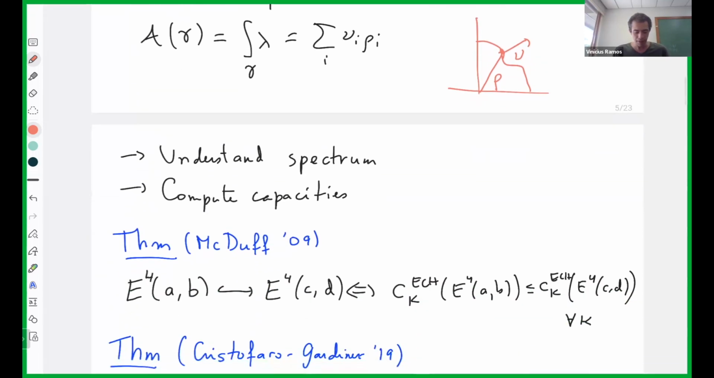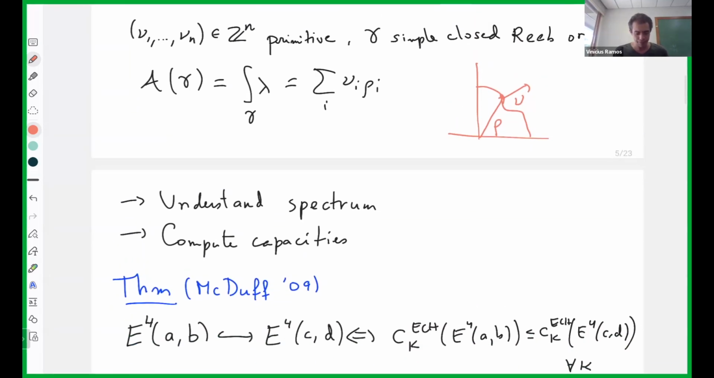So for example, McDuff proved in 2009 that, using the ECH spectrum that comes from these toric domains, for the simplest kind of toric domain, which is the ellipsoid, an ellipsoid embeds into another if and only if the ECH capacities don't obstruct that embedding. That was a very interesting result that built on the work of many other people.